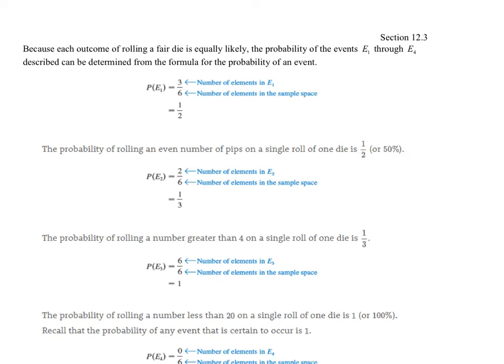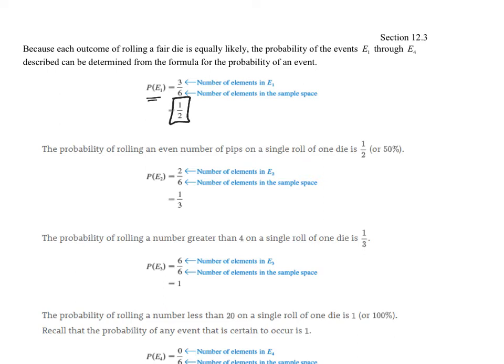So a lot of this we already discussed on the previous page. The first one was the probability that event 1 occurred. Event 1 was the number of even numbers. There were 3 even numbers out of the 6 sides of the die. That gave us a probability of 1/2.